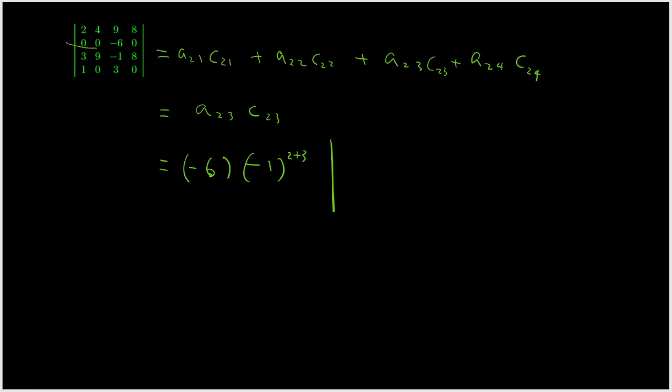And then you remove that row, that column, right? And then you have 2, 2, 4, 8; 3, 9, 8; and 1, 0, 0. So the problem is converted to computing a 3x3 determinant, right? Now look at the 3x3 determinant.